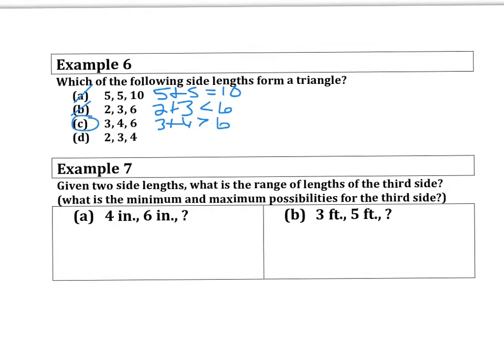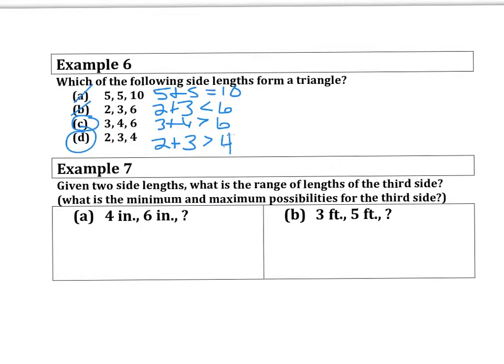Then we can also do the same thing for D. 2 plus 3 are the two shorter sides. Their sides measures are bigger than the third. So let's rewrite that. Because the third side is 4, that would work, and D would also be a possible answer here.